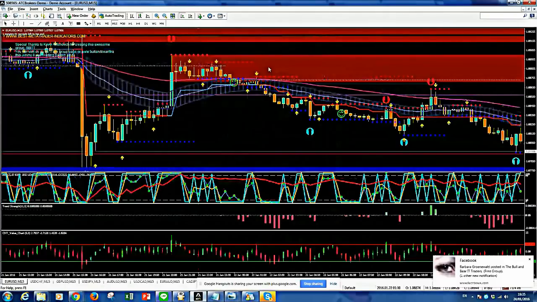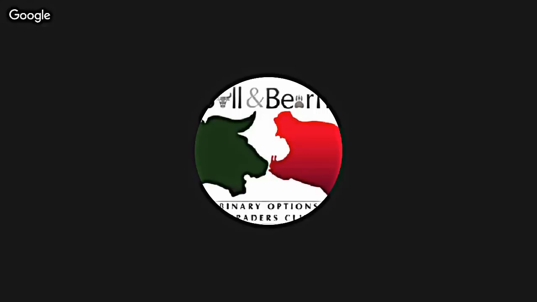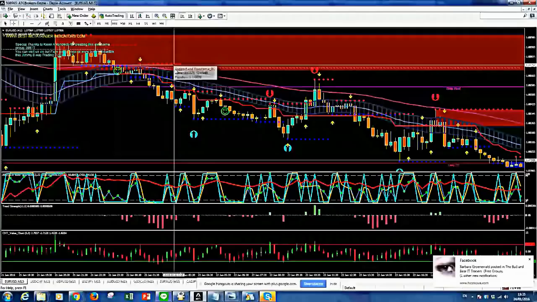These dots here are your support and resistance lines. The stronger the line is, if it's been hit a lot, then it's a line you could identify as support or resistance.